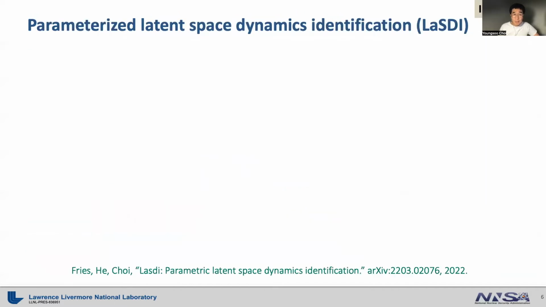Now we want to make this LaSDI framework robustly accurate when the parameters change. There are many different ways of making the framework parametric. First of all, we only want to deal with the latent-based model, not the full order model, which implies that parameterization must be done within the latent space. Let me show you one way of doing it.